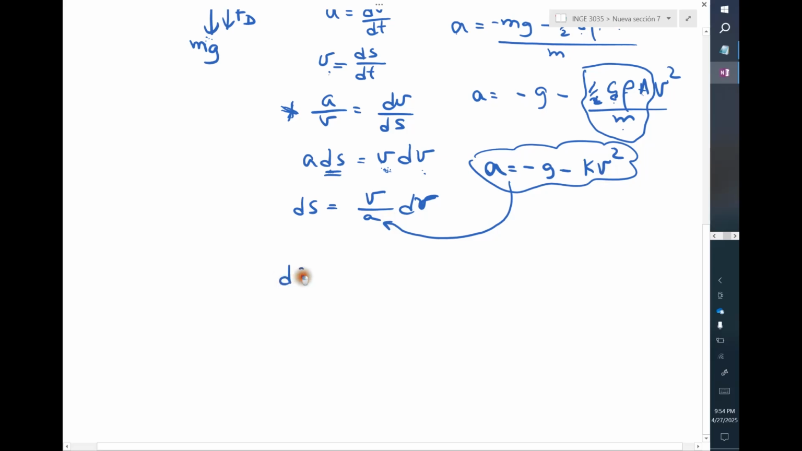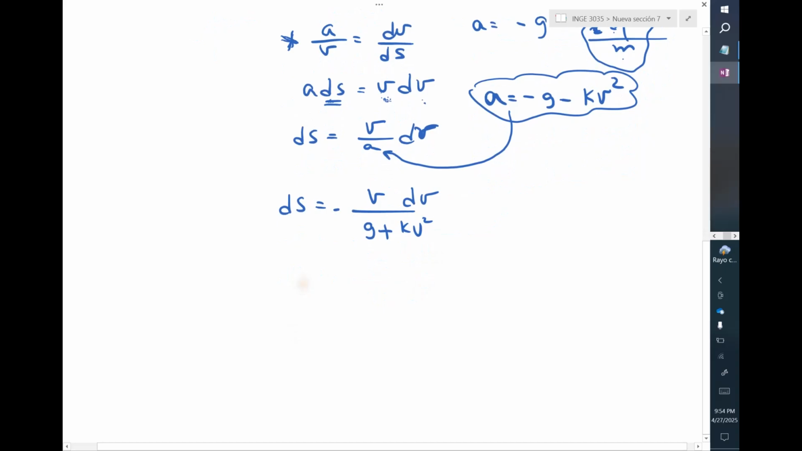So that ends up being ds equal v over, I can take the negative out, and so this ends up being g plus kv squared, and now dv. And as I was saying before, I have the two limits on this side. What are the two limits? If we integrate both sides, when the distance is 0, that's when I fire the bullet. That's 370 on this side. When I reach the maximum distance s, that's going to be when the upper limit is 0.